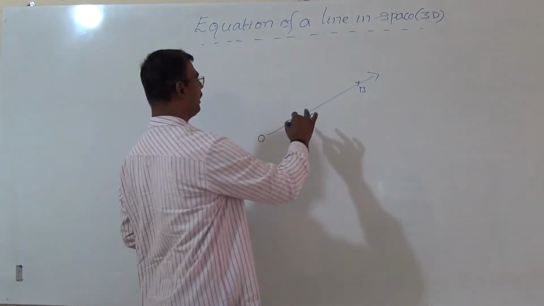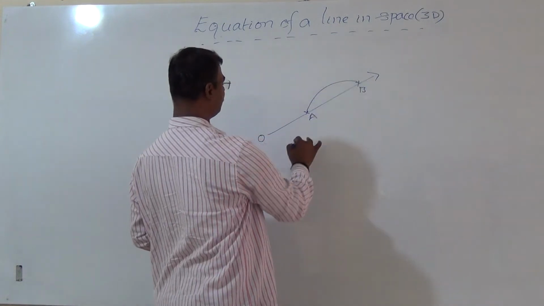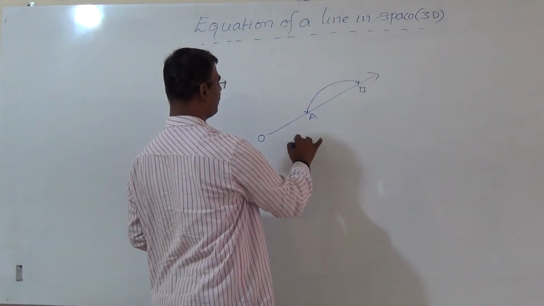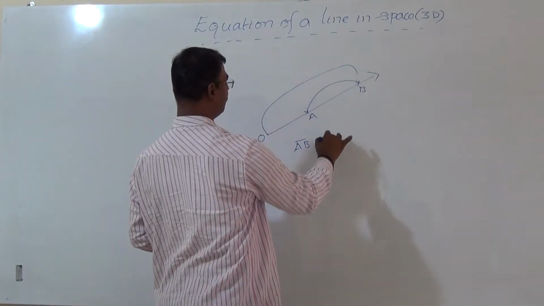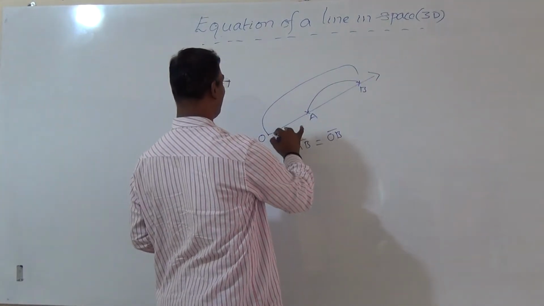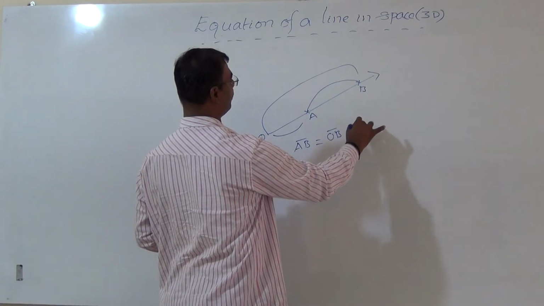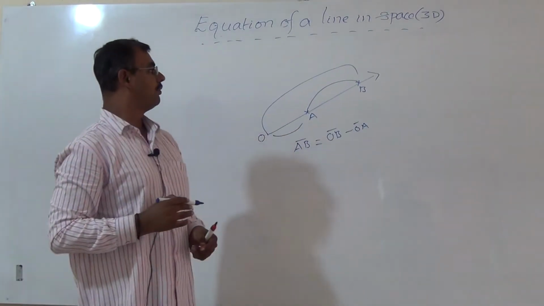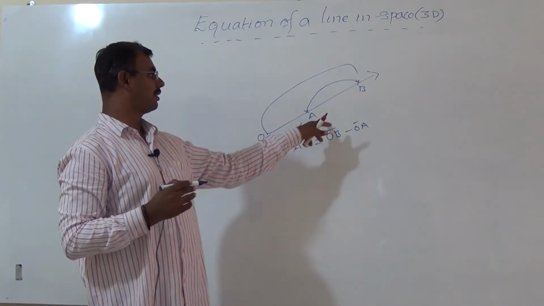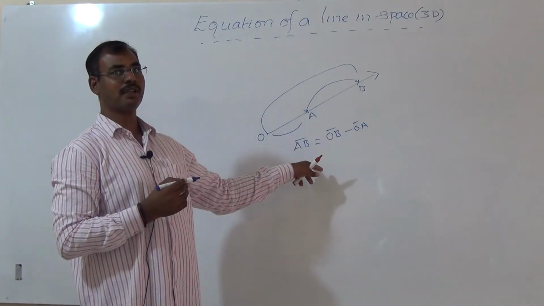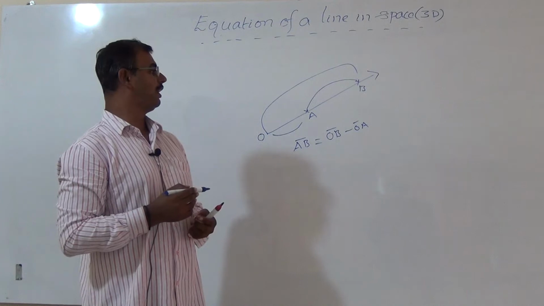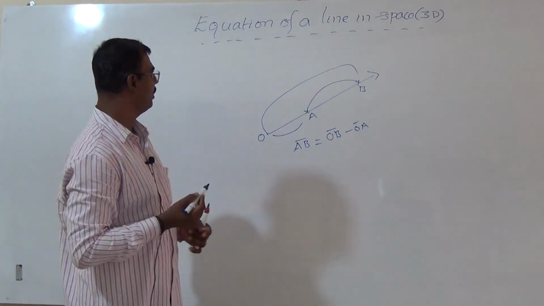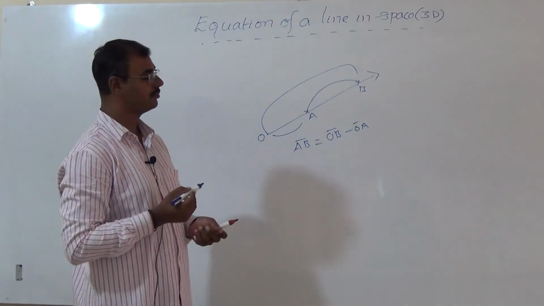So how to write AB vector? AB vector is equal to OB vector minus OA vector. All of you keep in your mind, in vectors we studied these points. AB vector is equal to OB vector minus OA vector. So that is one result.